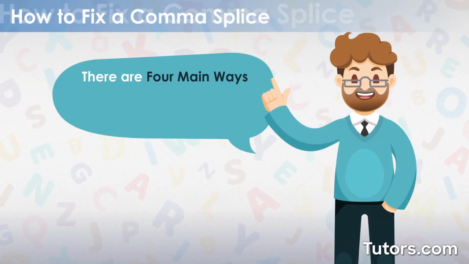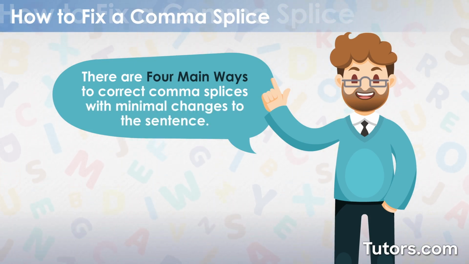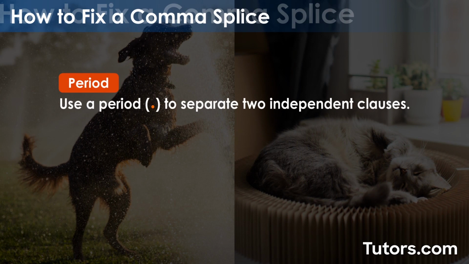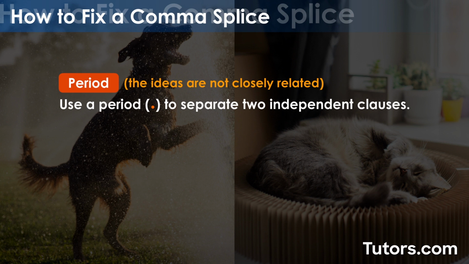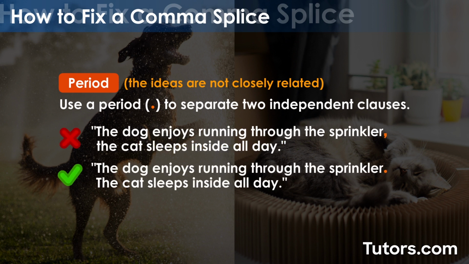There are four main ways to correct comma splices with minimal changes to the sentence. Use a period to separate two independent clauses if the ideas are not closely related. "The dog enjoys running through the sprinkler" is not closely related to "The cat sleeps inside all day," so they can be their own sentences.